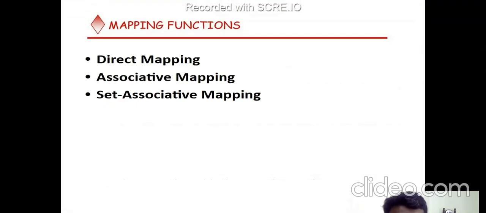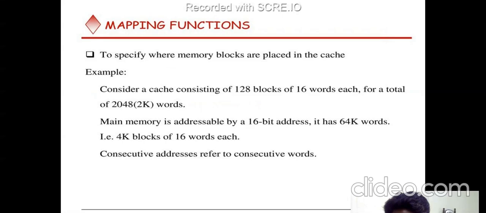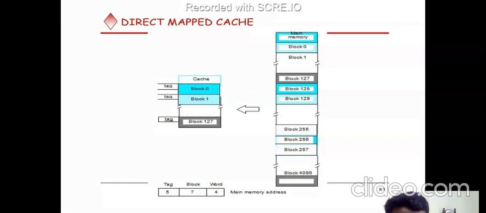So we have three types of mapping functions. One is direct mapping, the second one is associative, and the third one is set associative mapping. Today I am going to discuss only the direct mapping technique. So this is the direct map caching algorithm.